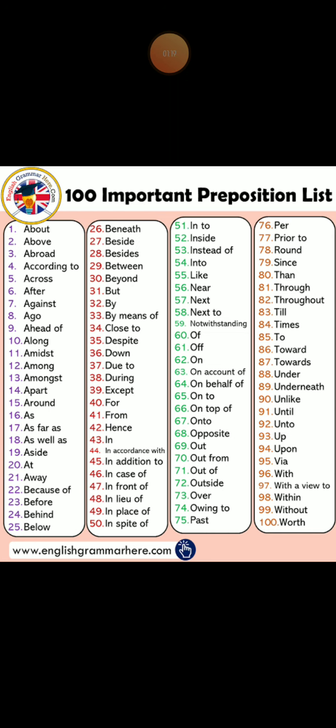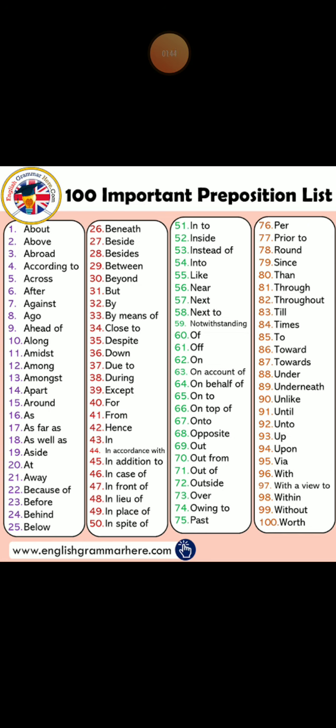Example: this book is on the table. Here, on is the preposition. The table is the object of the preposition, and this book is the subject. This book is on the table, or you can say the book is under the table, the book is near the table. Here all these words, on, under, near, are prepositions.